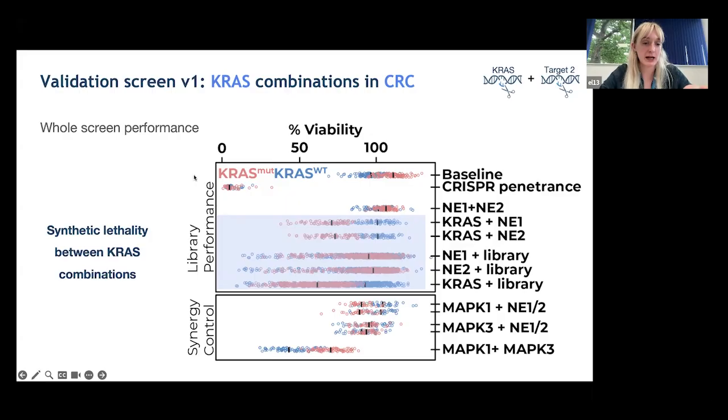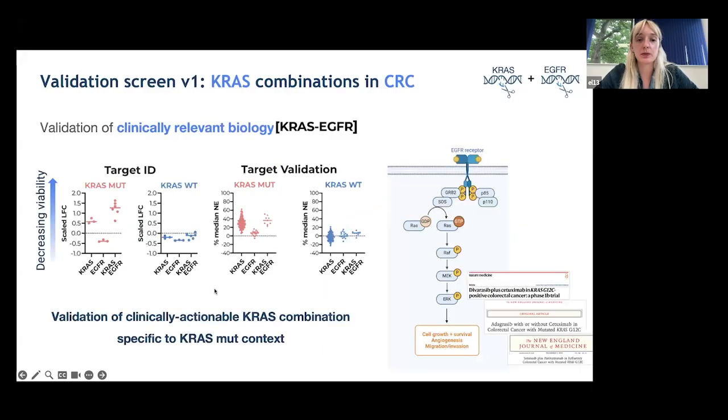I'm going to zoom into that data because that was the data set that we were most interested in and show you an example of a clinically relevant pair. This is KRAS EGFR. These are two genes that sit within the same signaling pathway, and actually drugs targeting each of these proteins have been approved as a combination therapy for the treatment of colorectal cancer. So what I'm showing you here is the target ID screen, the pooled screen, on the left, and the target validation screen here on the right.